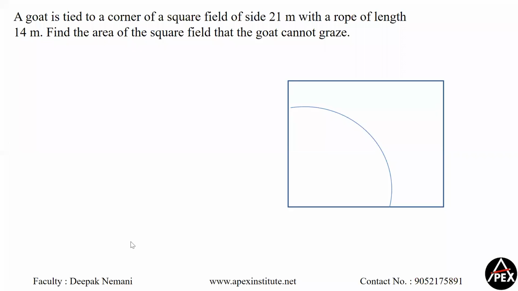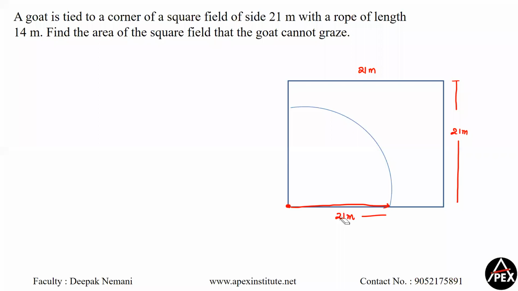Guys, you can consider a value of pi as 22/7. Then 287. Let's see. Now a goat is tied to a corner of a square field of side 21 meters. So this is a square field. 21 meters. So a goat was tied at one of the corners with a rope of length 21 meters.